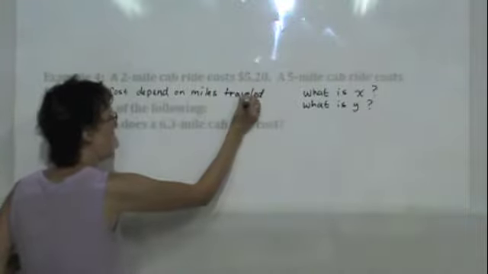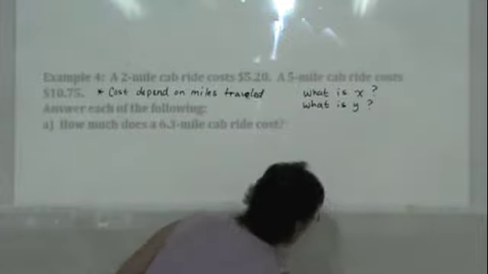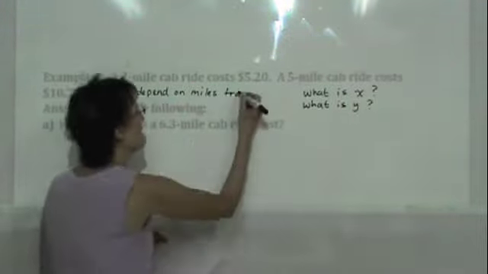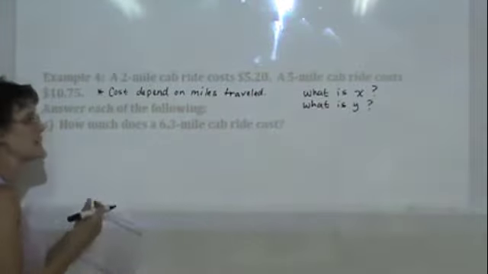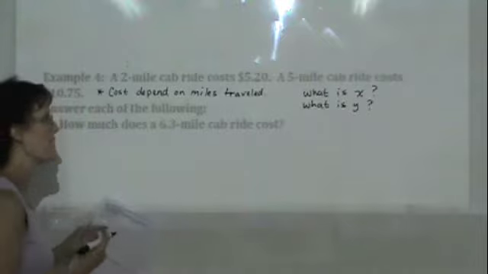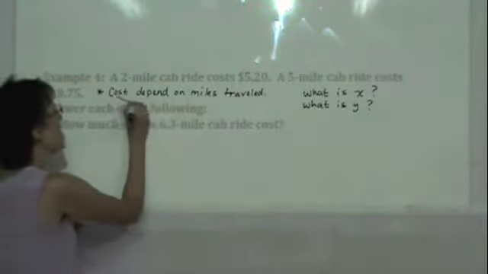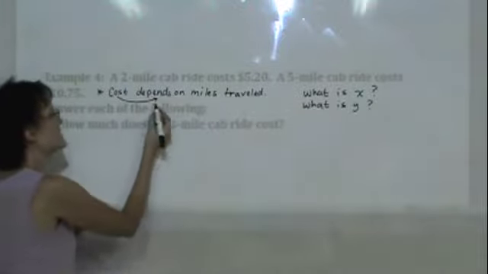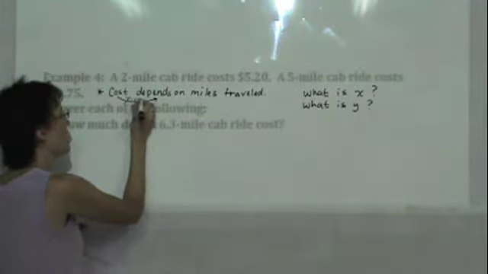So that is a true statement. This is the word traveled here, so let me move that over a little bit. Cost depends on miles traveled. We wouldn't say miles traveled depends on the cost, not at all. So we would say cost depends. When I say cost depends, that is my y coordinate. This is how I find my y coordinate.